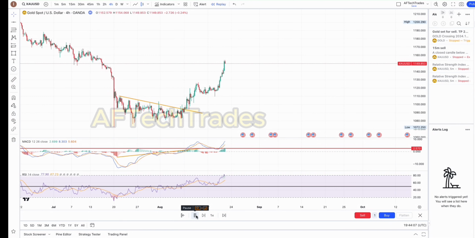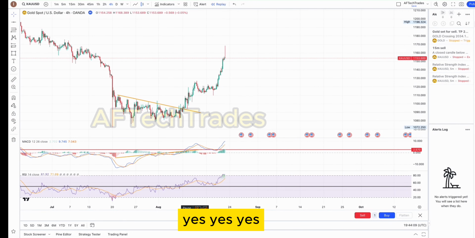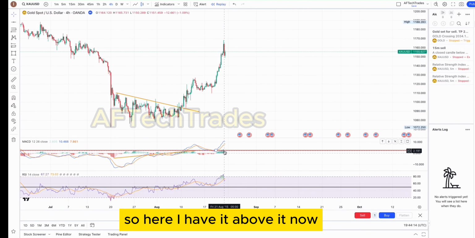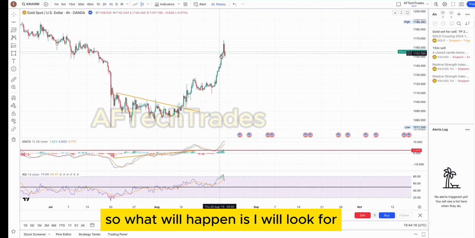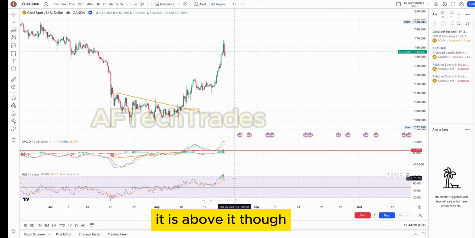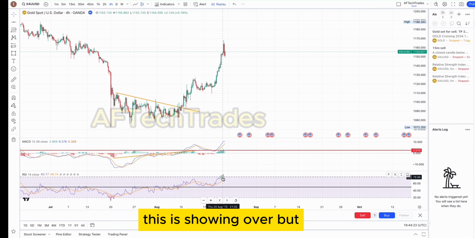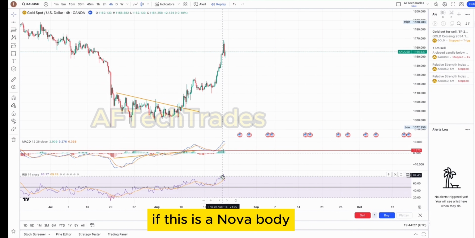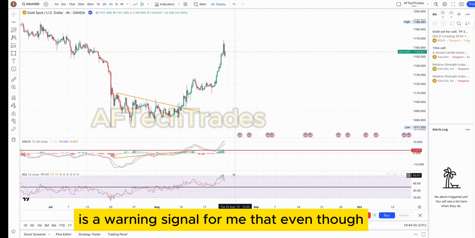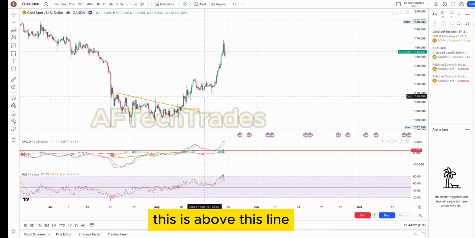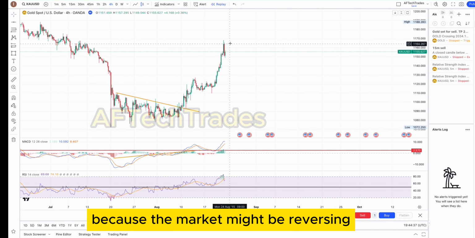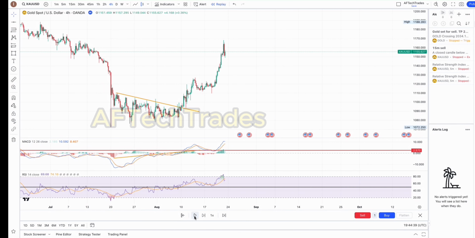Fading again. Yes. Stop. So here I have it above it now. So what will happen is, it is above it, though this is showing overbought. If this is saying overbought, it is a warning signal for me that even though this is above this line, it is not okay for me to jump into the market, because the market might be reversing.